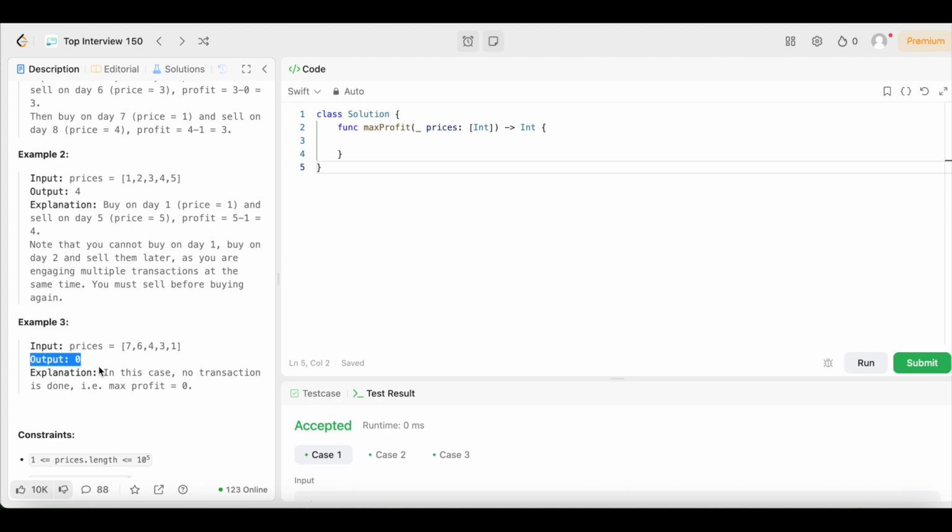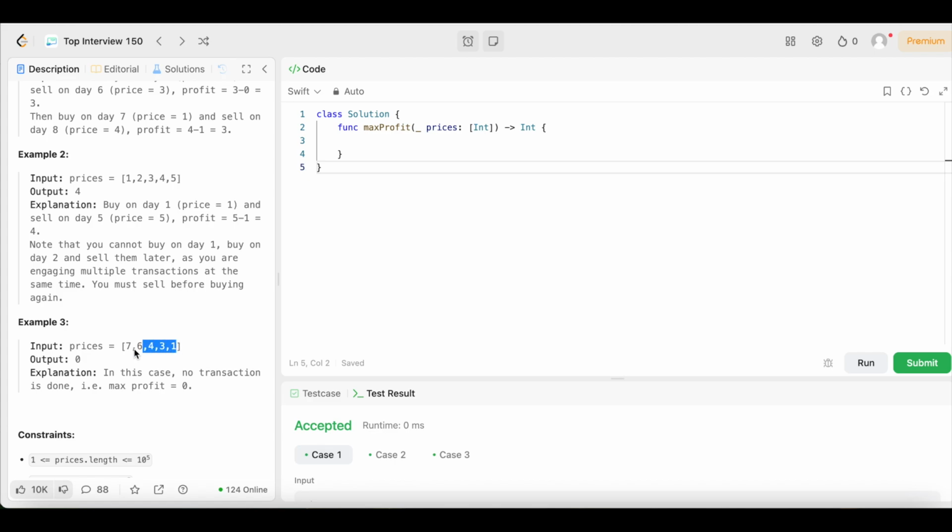Output is 0. Explanation says, in this case, no transaction is done, i.e. the max profit is 0. So as you can see, we can't go backwards in time, so it's not like we could buy right here on day 3 and sell on day 1, because that'd be going backwards in time, so that's not going to work. And if we buy on day 1, there's no other days where we can make a profit after day 1. If we buy on day 2, there's no other days we can make a profit. Same with day 3, same with day 4, and same with day 5.